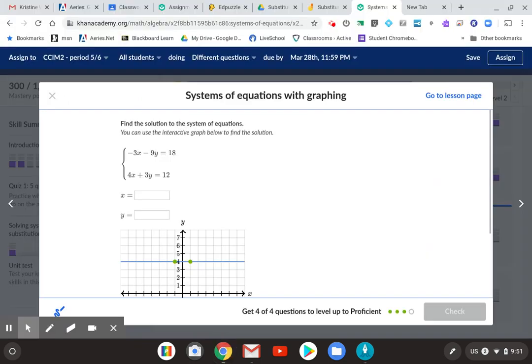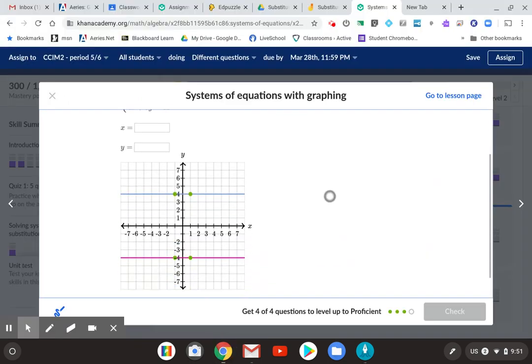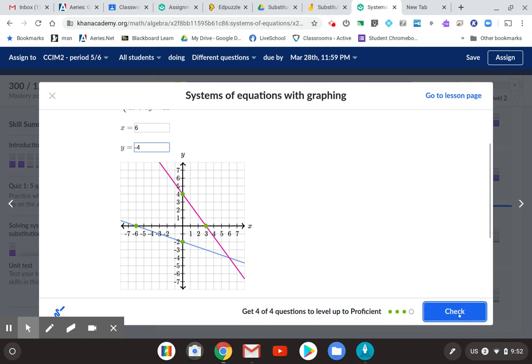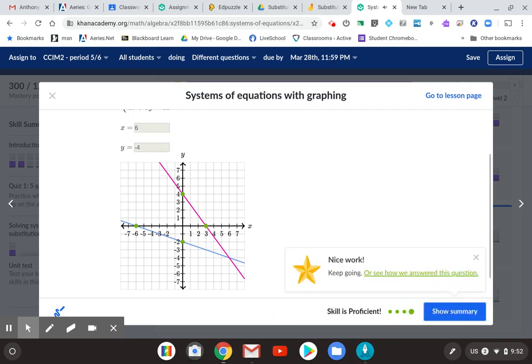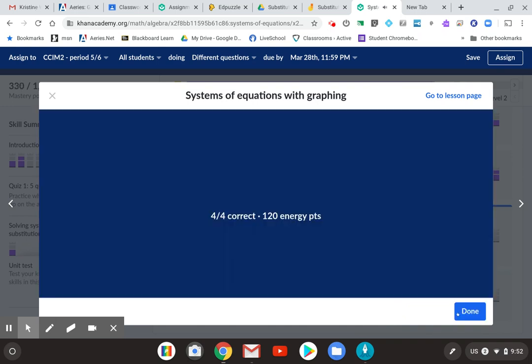Go back. I'm going to go ahead and graph them. So the first one, the x is at negative 6, the y is at negative 2. Next one, x is 3, and the y was 4. And here we can see it's meeting at negative 6, negative 4. And we plug it in. There we go. And I got 100%.